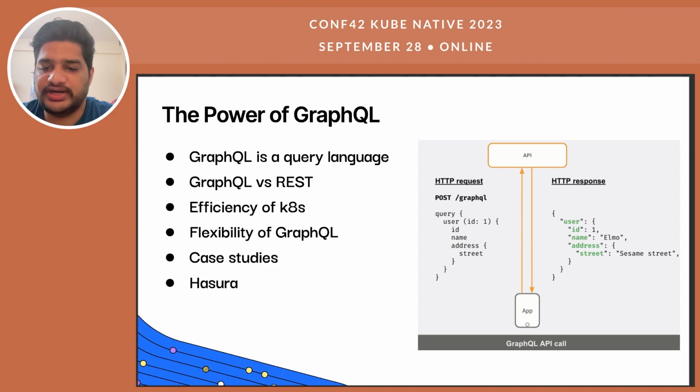GraphQL queries look very neat, as you can see, and they are easy to read because the shape of the query is very similar to the data that we actually end up getting.